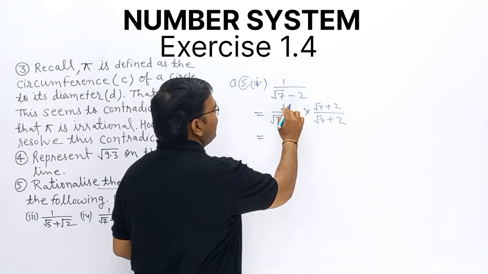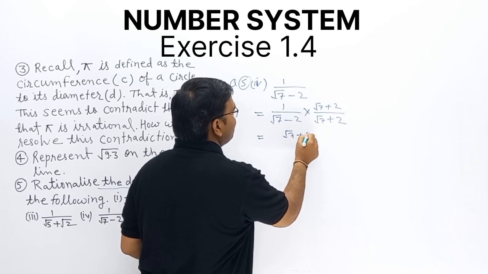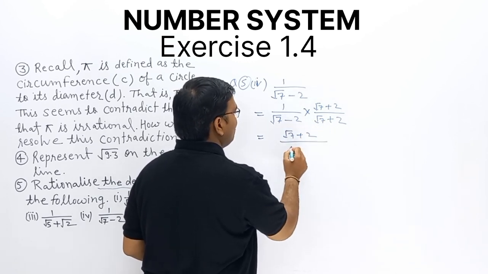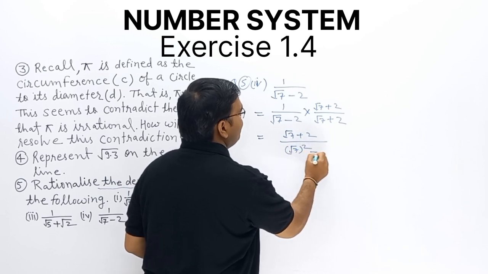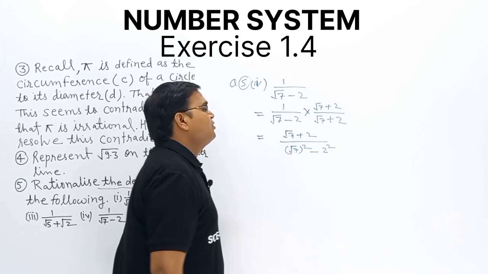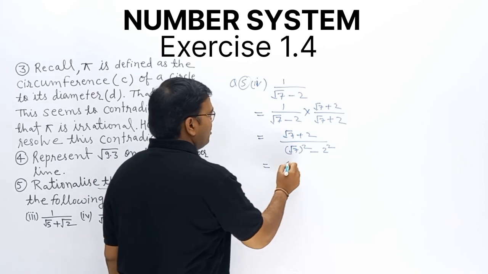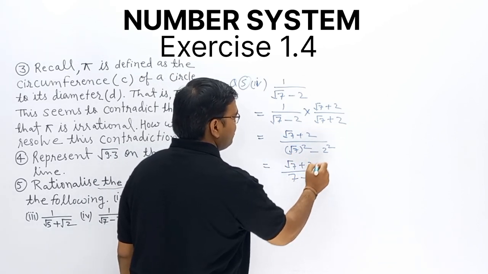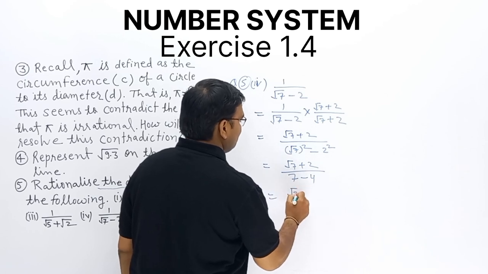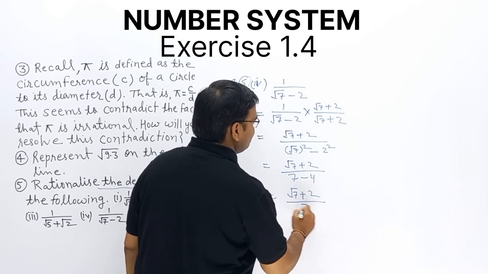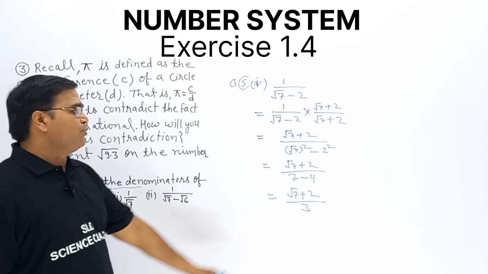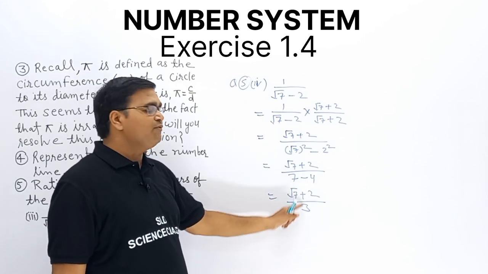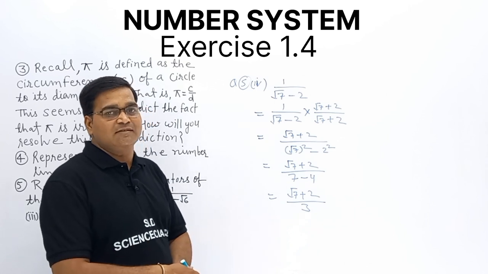Now how are we getting this? Multiply this one. Root 7 plus 2 divided by this one, which is again a minus b, a plus b. What will this be? Root 7 square minus 2 square. Result will be root 7 plus 2 divided by 7 minus 4, that is 3, and this is the answer. Once we solve this, we can add easily, then divide and we will get the decimal answer.